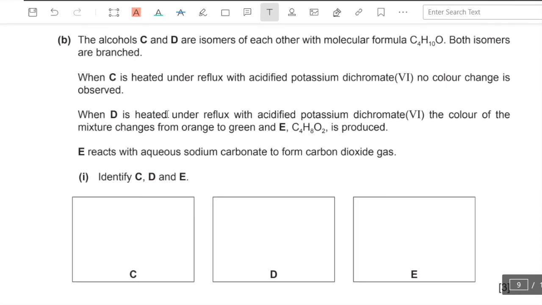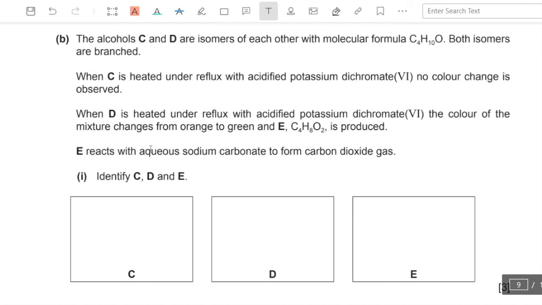When D is heated under reflux with acidified potassium dichromate, the color of mixture changes from orange to green, or it is oxidized, and E is produced. E reacts with aqueous sodium carbonate to form carbon dioxide. Now E has to be an acid for it to react with sodium carbonate, and that means if D is oxidized to form E, an acid, D has to be a primary alcohol, since secondary alcohols are oxidized to ketones which cannot be further oxidized, but primary alcohols get oxidized to aldehydes which are then further oxidized to acids, and it is only acids that are able to react with sodium carbonate.